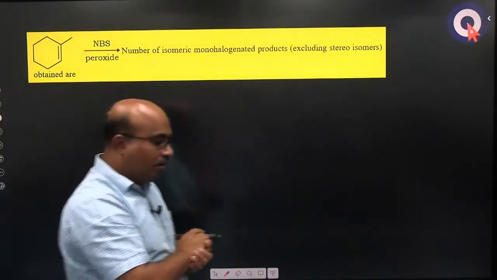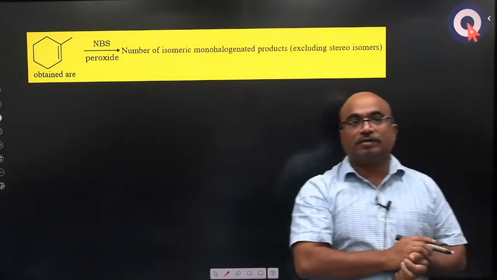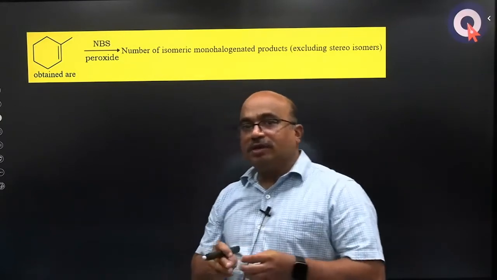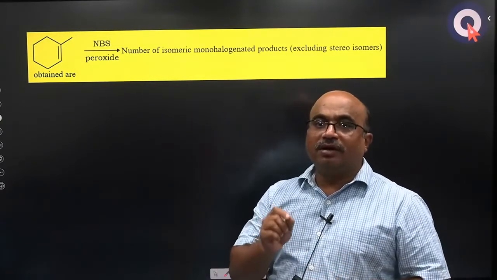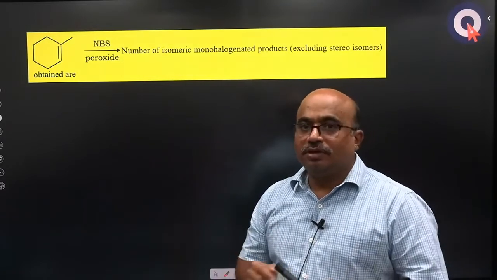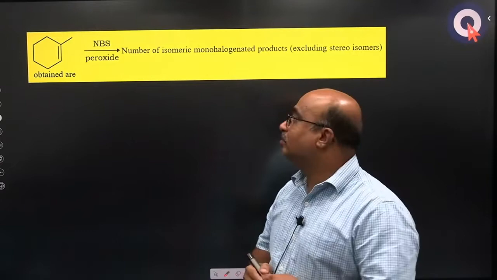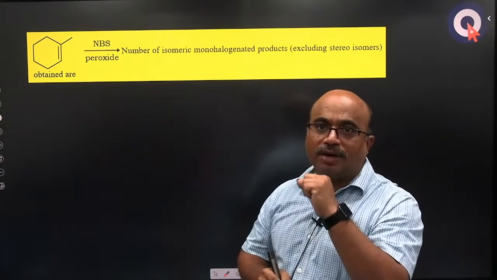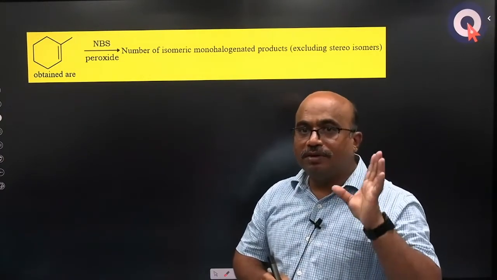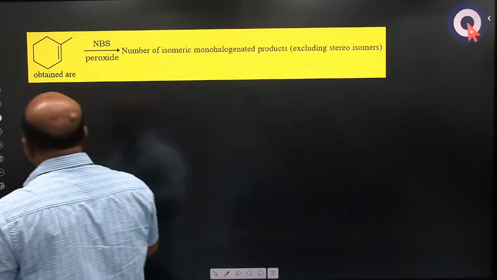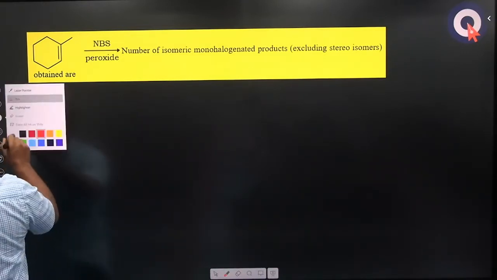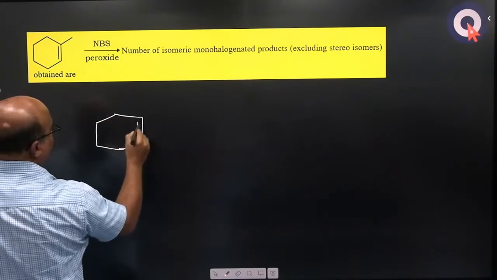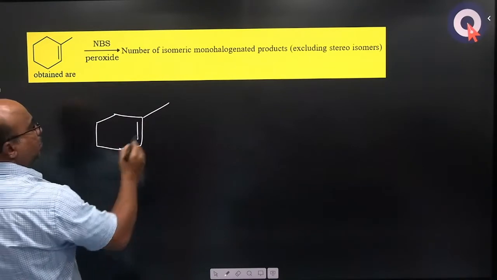Next. This is an interesting one where we just use basic applications like this. NBS. During the NBS reaction, the process is nothing but allylic halogenation or bromination. N-bromosuccinimide reacts at the allylic carbon, and hydrogen is replaced with bromine. So where do you see the allylic positions here? In this compound with a double bond like this, what are the allylic positions?